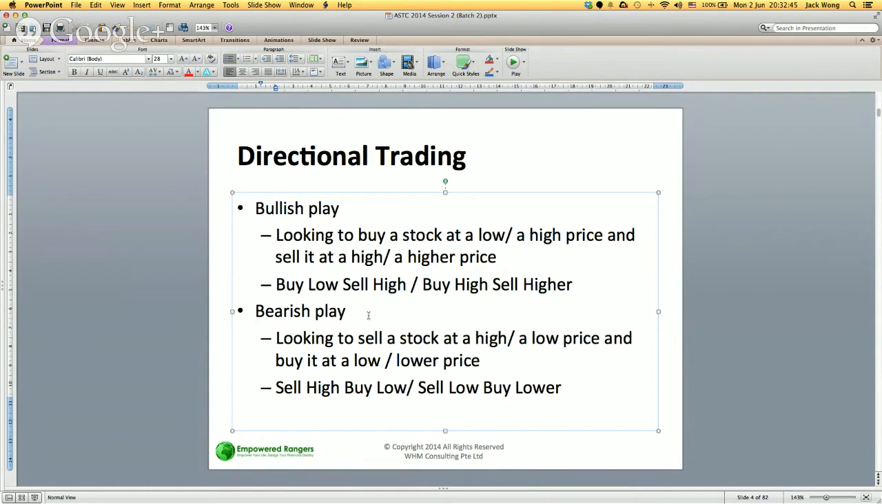Conversely, when we talk about bearish play, we talk about selling the stock at a high price and buying it back at a lower price. So the concept is sell high, buy low, or sell low, buy lower. Okay, so it's just a definition that we want to start.